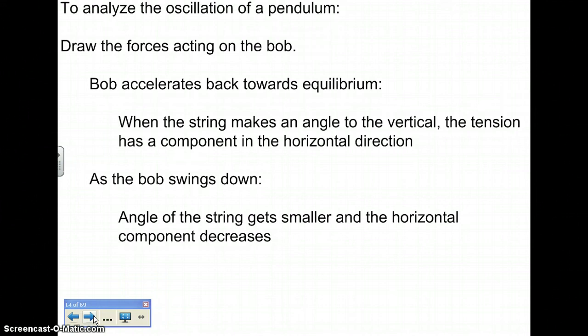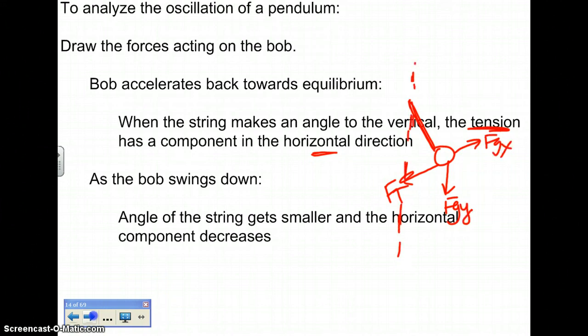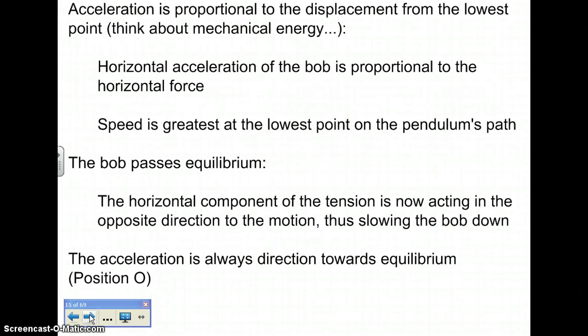So when the string makes an angle to the vertical, the tension has a component in the horizontal direction. So you're going to have your pendulum bob that's here. You're going to have an F of T, and you're going to have your F of G. Well, really you're going to have FG of X and FG of Y working on it because it's at an angle. Agreed? It's not moving straight up and down. So you're going to have many different forces working on here. The angle of the string gets smaller and the horizontal component will decrease as it swings back down past its equilibrium position.